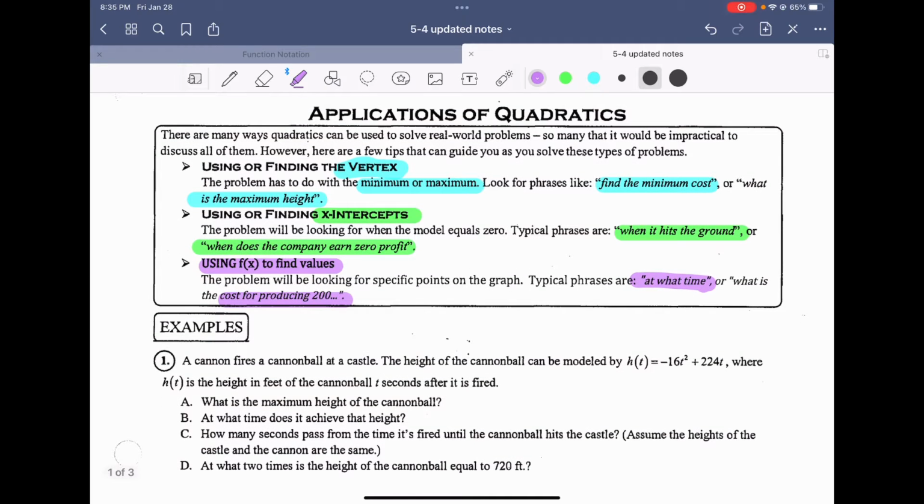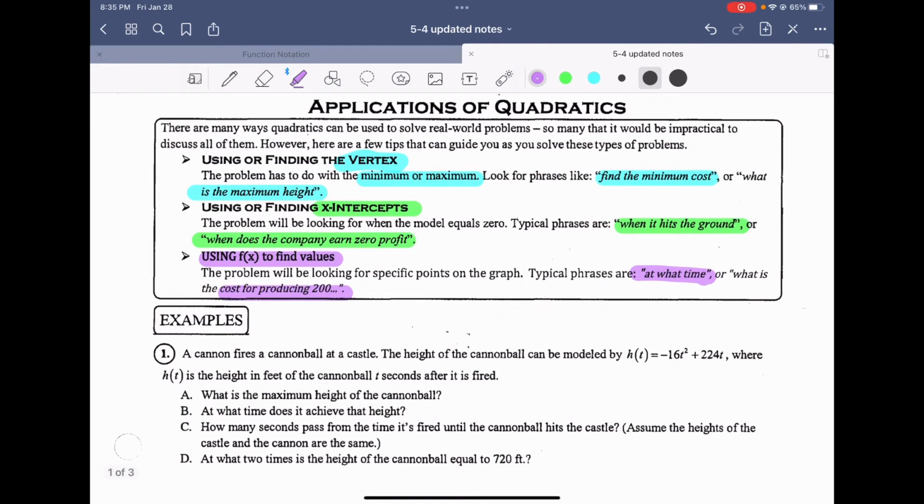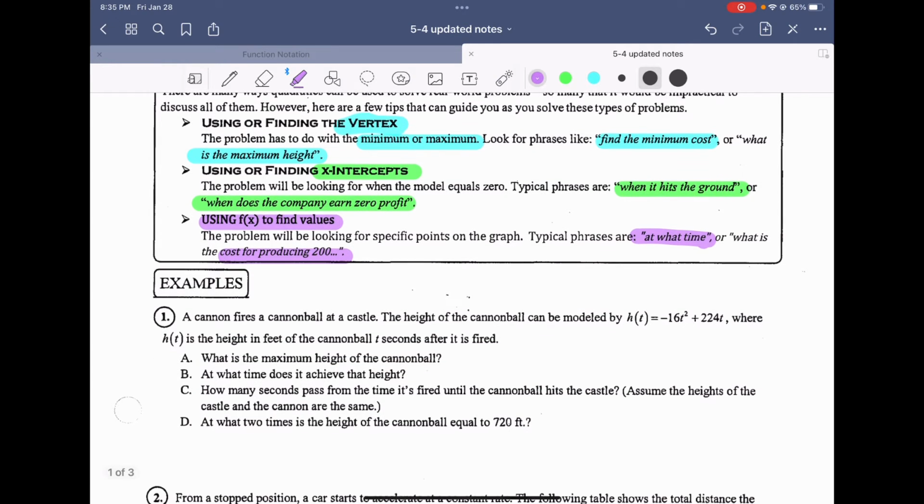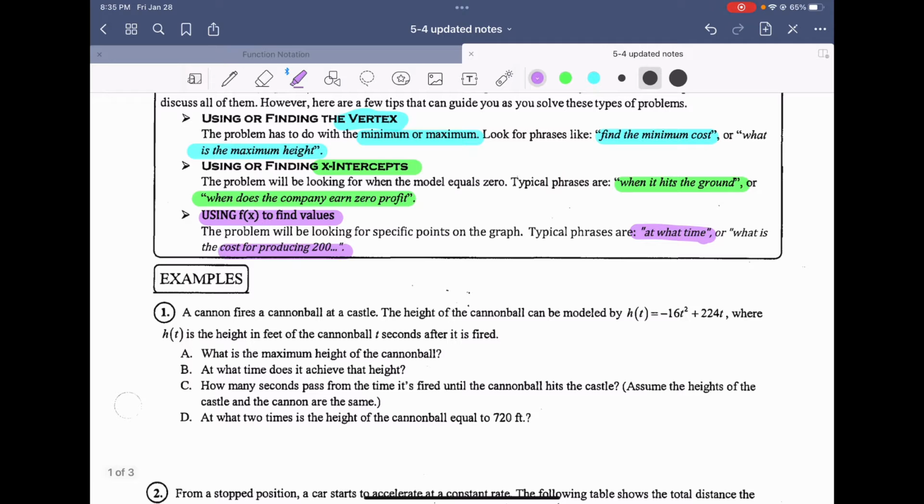Again, though, word problems are all about problem solving. You guys have the tools to understand quadratics, but now you need to put your thinking hats on and think about what these problems are really asking you. So let's do some examples.